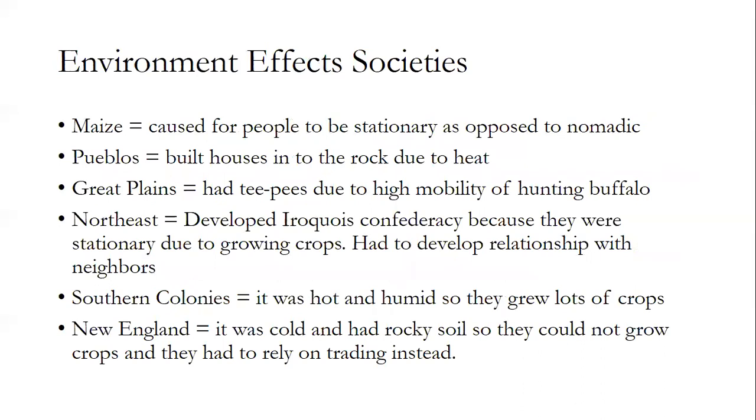All right. The environment plays a huge role on this test, and that's because the environment really set up a lot of the societies that we've talked about. So let me just run through some of the examples. First main example is maize. This is corn. That caused for people, Native Americans, to be stationary as opposed to being nomadic.